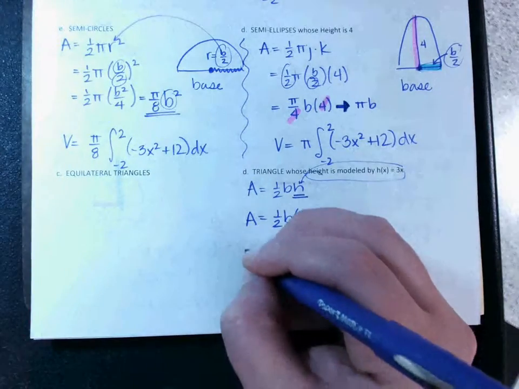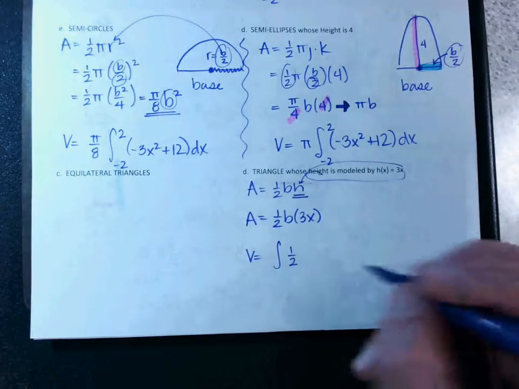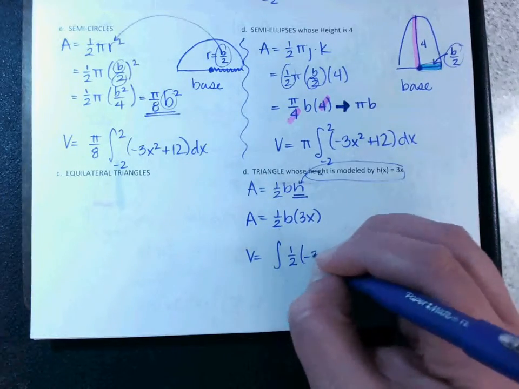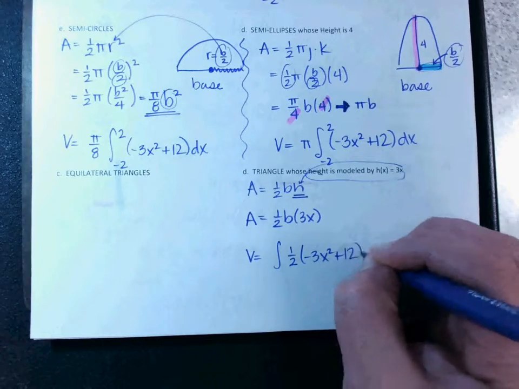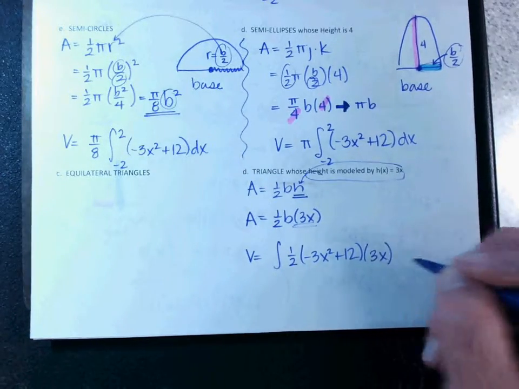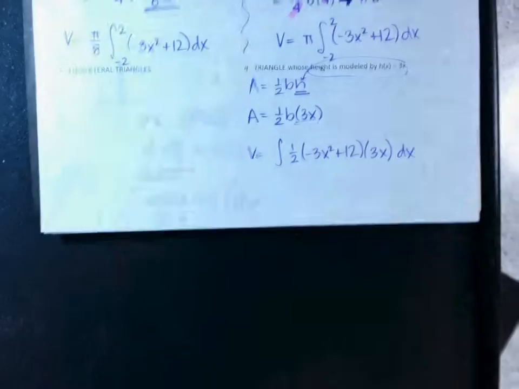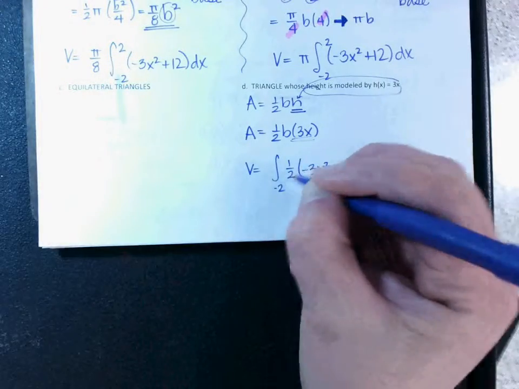So my volume equals the integral 1/2. My base is negative 3x squared plus 12, just like it was previously. And then I'm going to multiply by 3x. Okay. Now, my endpoints there would still be negative 2 to 2.